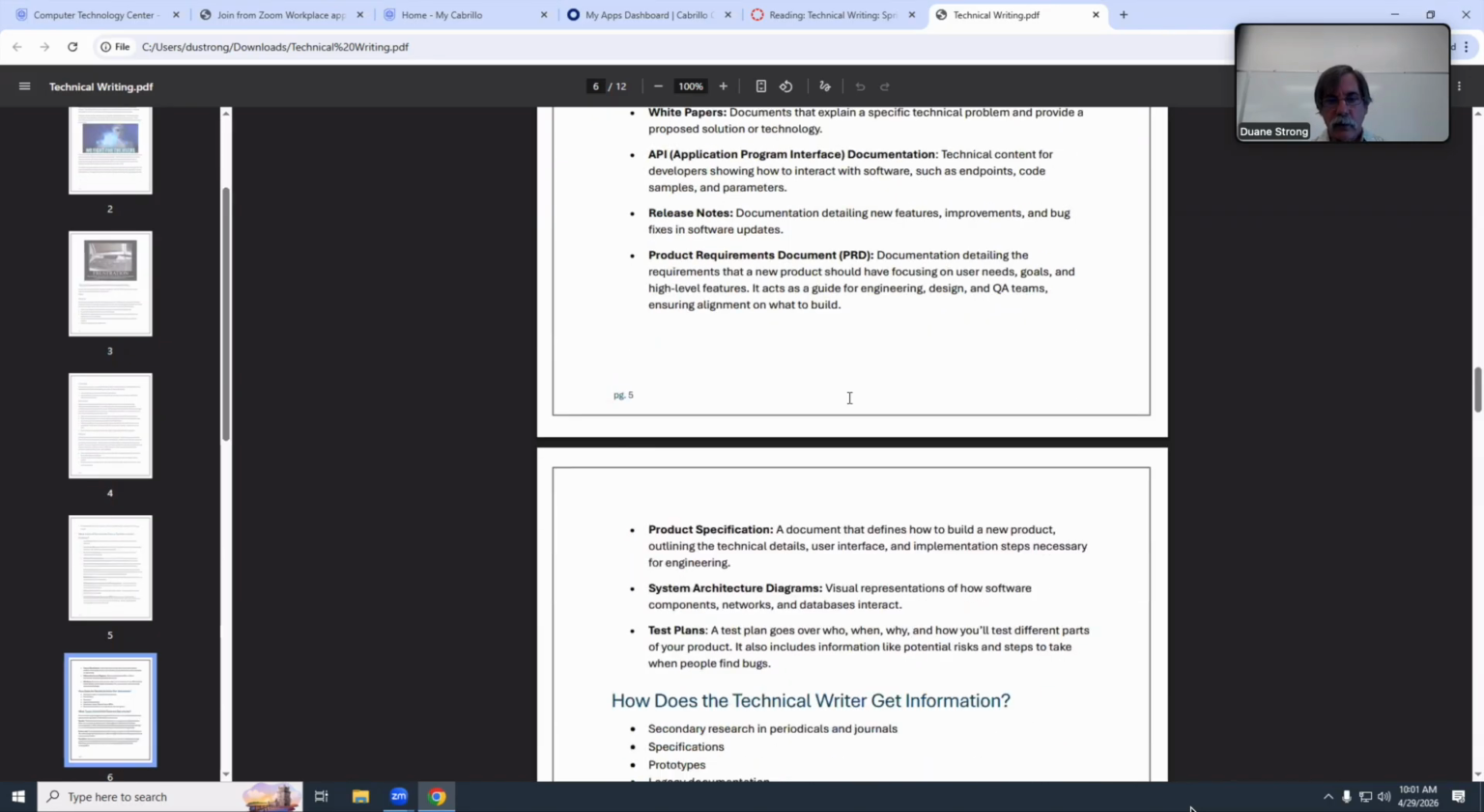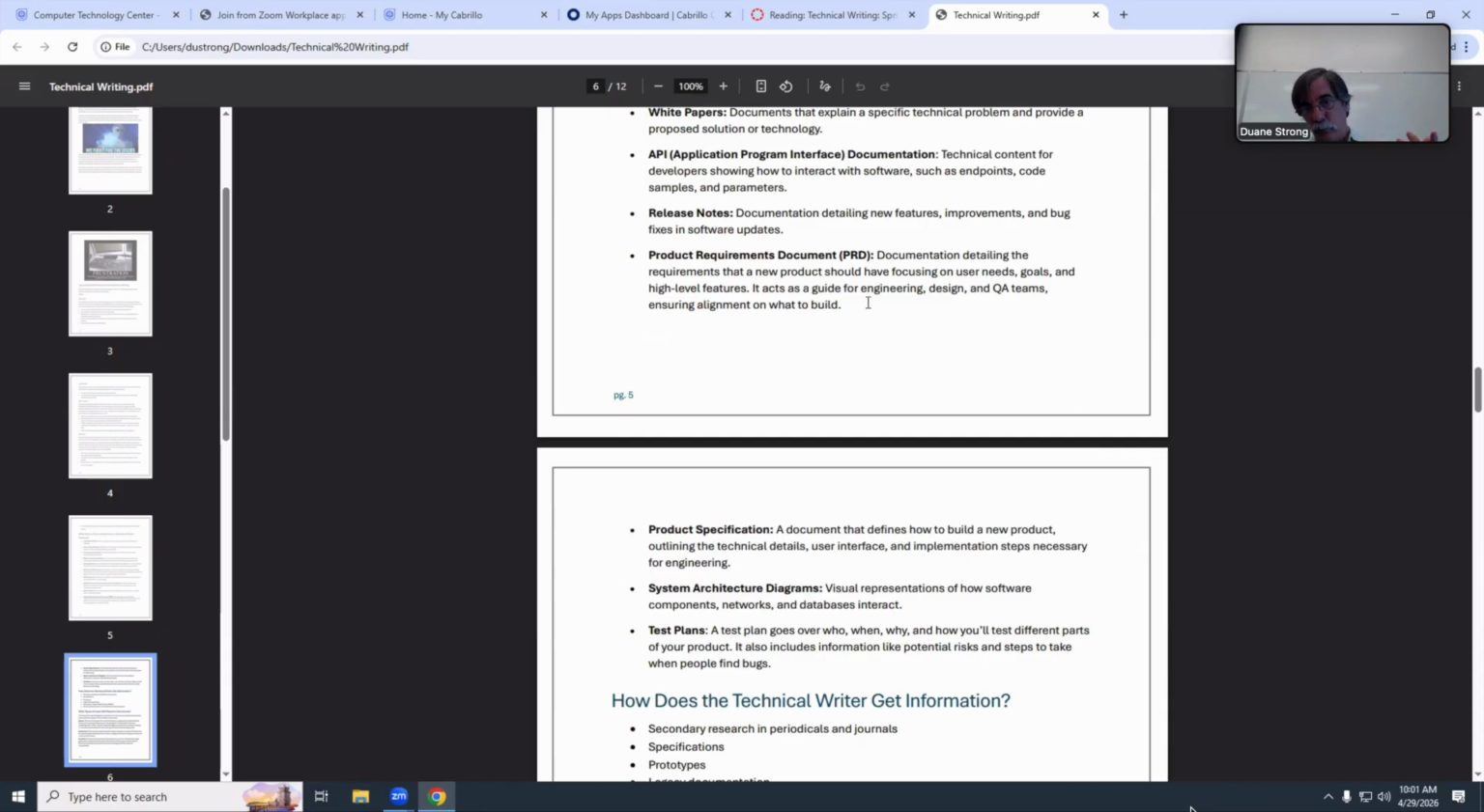Product requirements document. These are when you're working on a new product at a company. And this document will detail the requirements that this product should have, focusing on user needs, goals, and high-level features. So it's not really a super highly technical document. That's a separate document that comes out of here. This is sort of the roadmap for everybody on the team to understand what this product is about and what it needs to have.